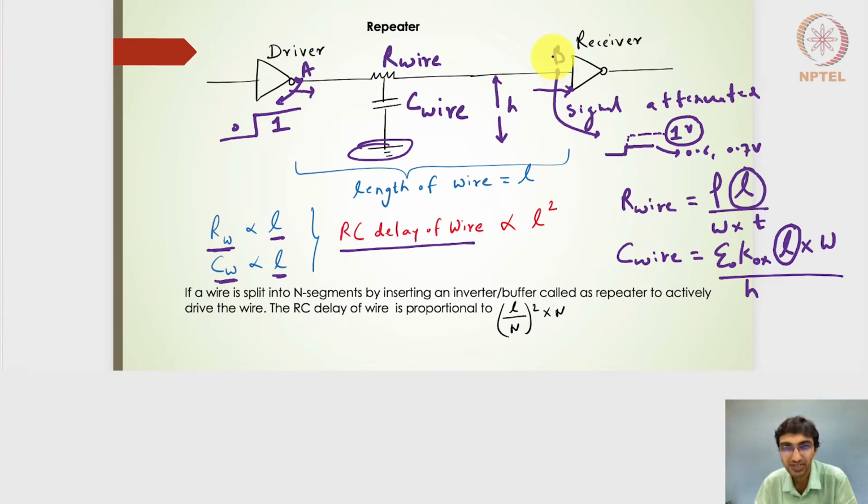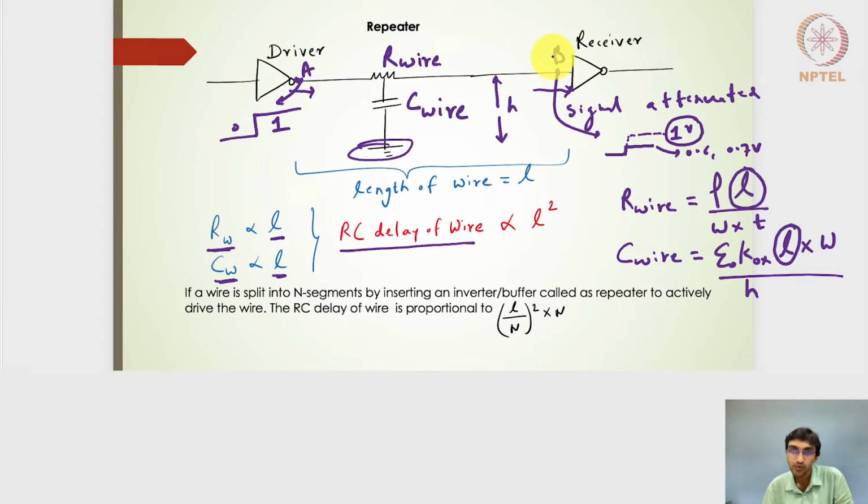So if the length of the wire is 1 mm, the delay is proportional to 1 mm squared. If tomorrow the length of the wire is actually 10 mm, it is going to be 100 times more than what we had for the length of 1 mm.